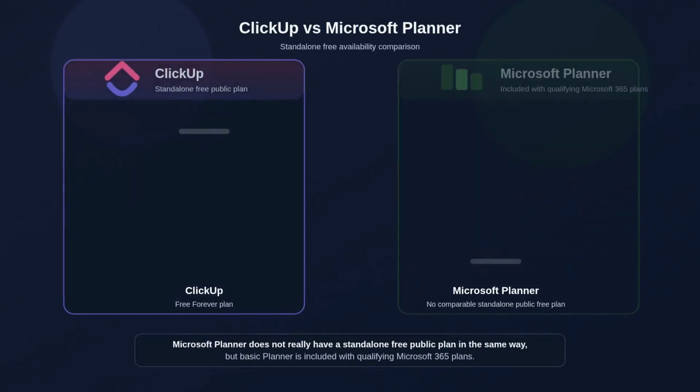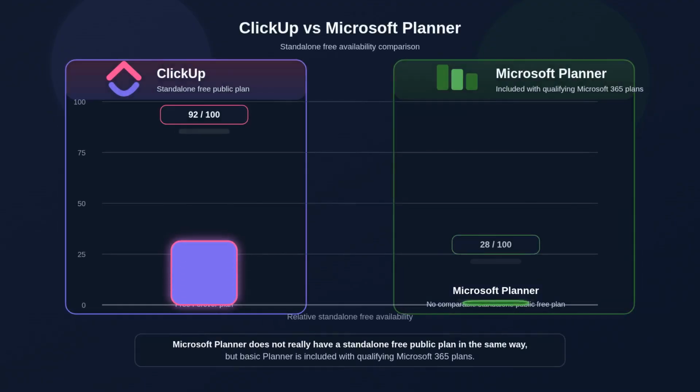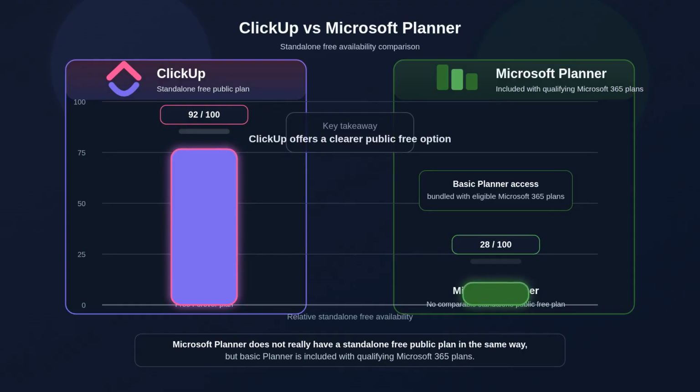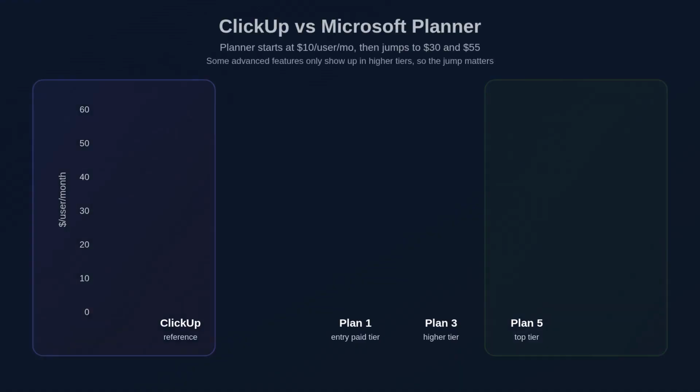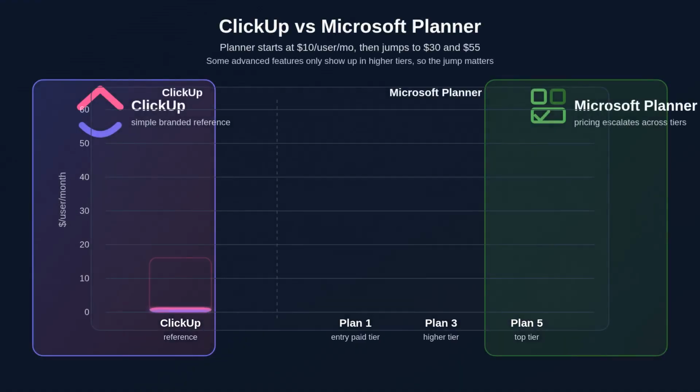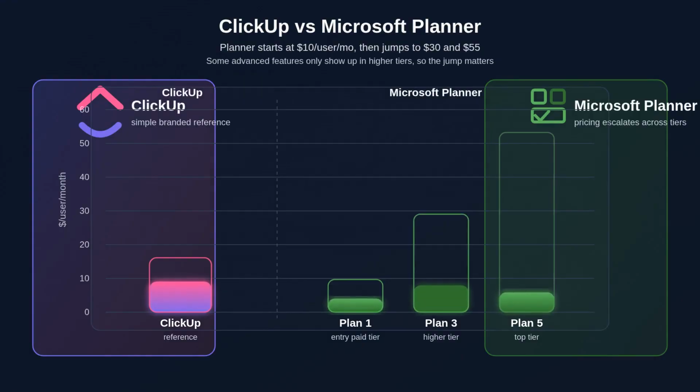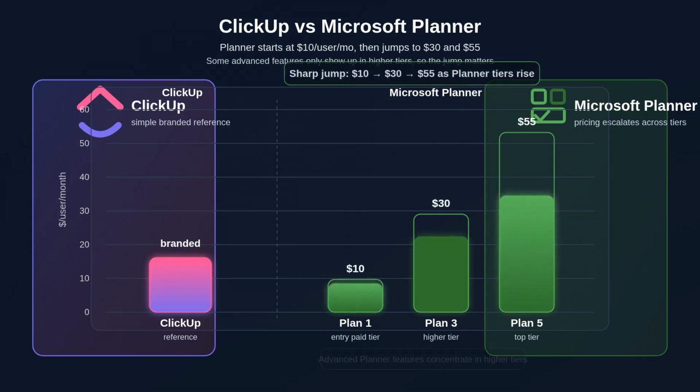Microsoft Planner does not really have a standalone free public plan in the same way. But Basic Planner is included with qualifying Microsoft 365 plans. Paid Microsoft Planner starts at $10 per user per month for Plan 1, then jumps to $30 for Plan 3 and $55 for Plan 5. Some advanced Planner features only show up in those higher tiers, so that jump matters.